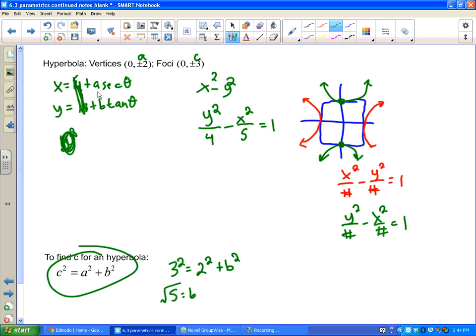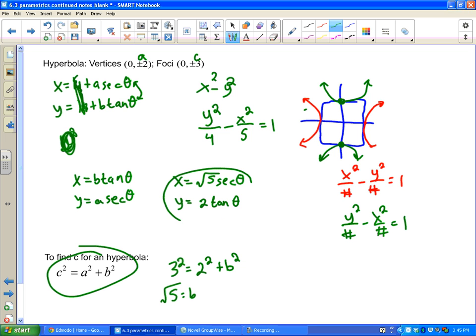All I'm trying to get at on this is that we need to switch these around, so that we would have x equals b tangent theta and y equals a secant theta because my vertices are on the y-axis. That's what makes us switch. So x equals b, which is square root of 5, tangent theta, y equals 2 secant theta. Okie dokie. Done.